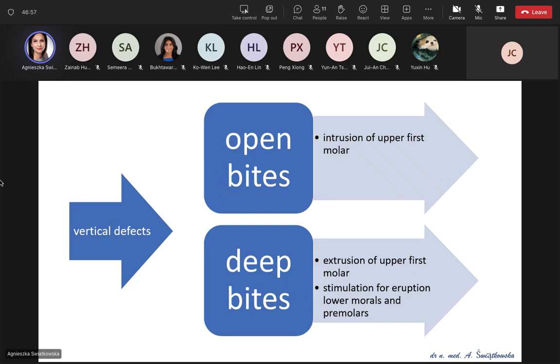Now, vertical defects, open bites and deep bites. Open bites, how can we treat them? We can treat them with intrusion of the upper first molar, or deep bites we can treat with extrusion of the upper first molar, or stimulation of eruption of the lower molars and premolars.